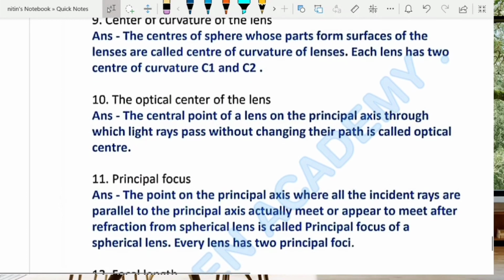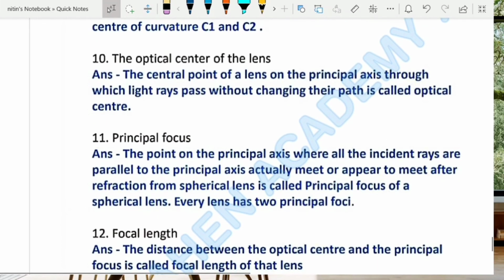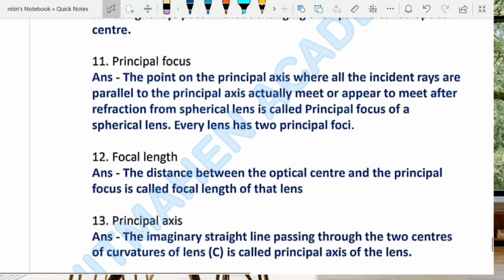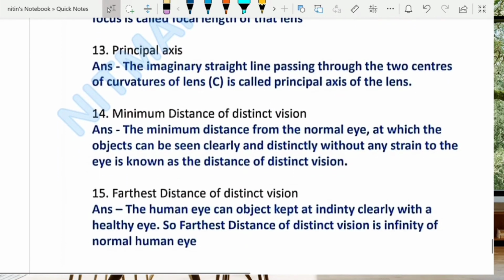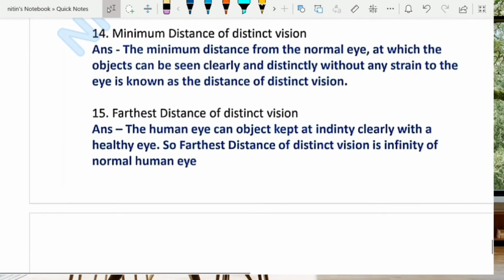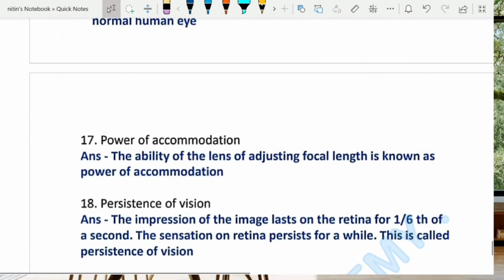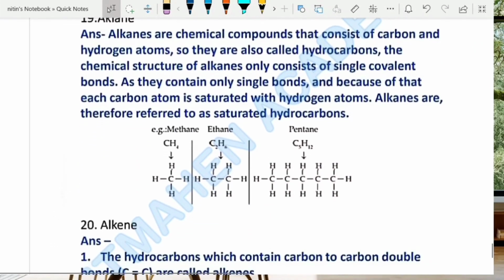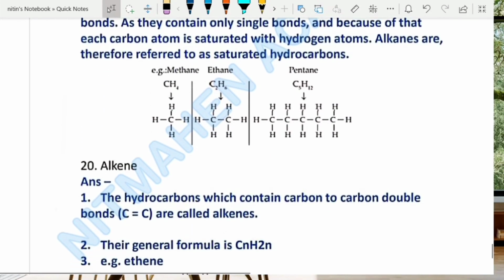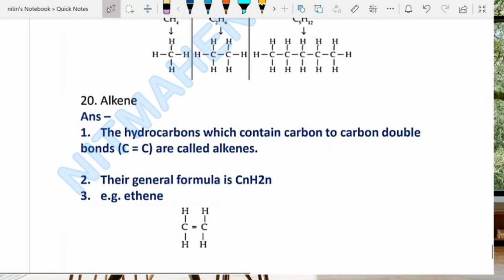Optical center of the lens. Be careful. Look. Principal focus, focal length, principal axis. All are lenses. Okay. Next, power of accommodation. Vision. What is alkane? What is alkene? What is alkyne? Alkane, single bond. Alkene, carbon carbon double bond. Alkyne, carbon carbon triple bond.